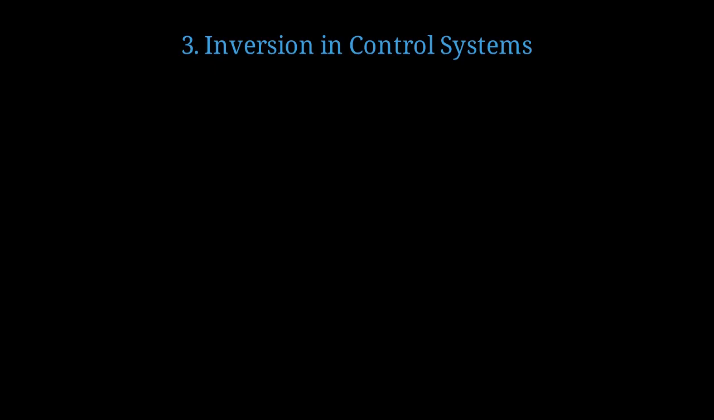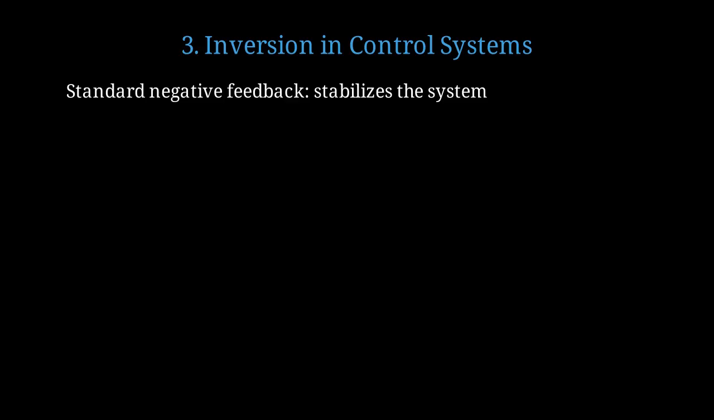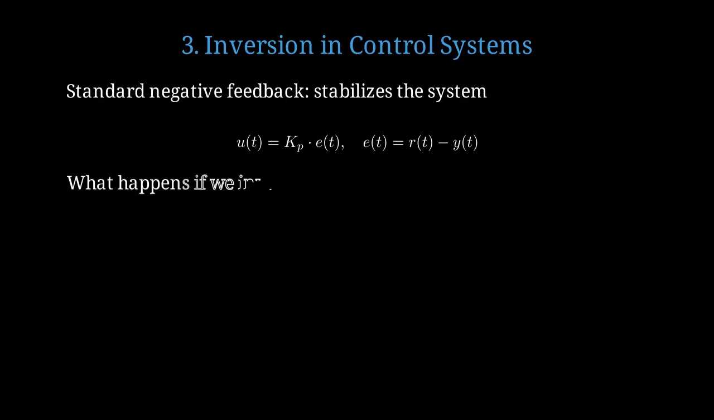Inversion is especially powerful in control systems, where we can flip feedback signs. In standard negative feedback control, we subtract the output from the desired value to create a stabilizing error signal. The control signal U equals the proportional gain Kp times the error E, where error equals reference R minus output Y. Now here's the key question.